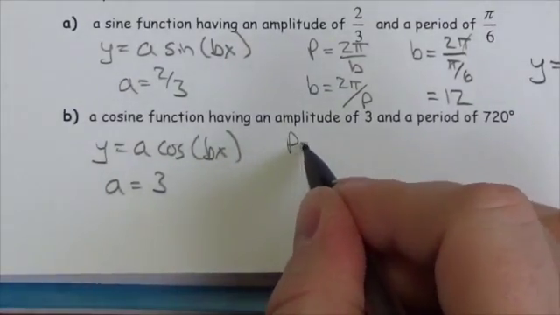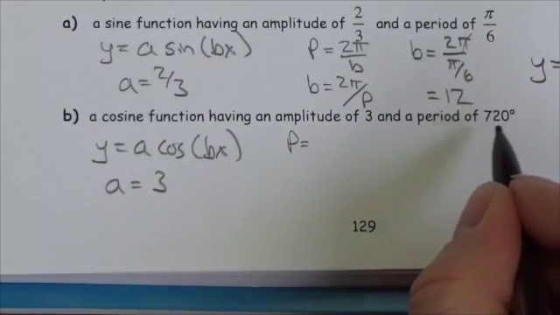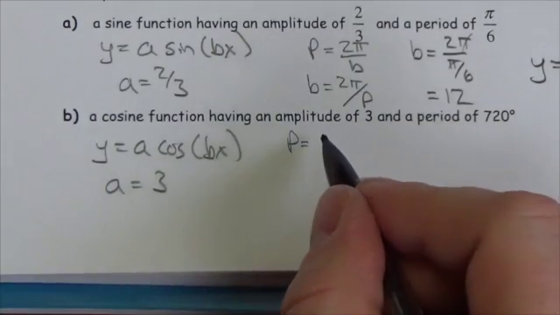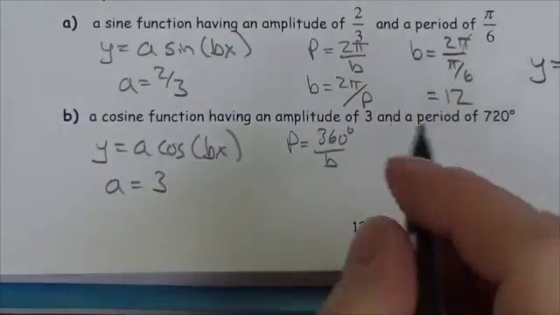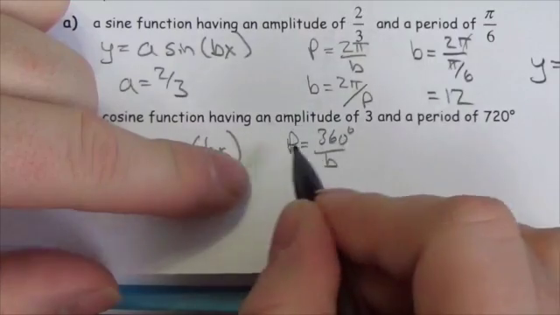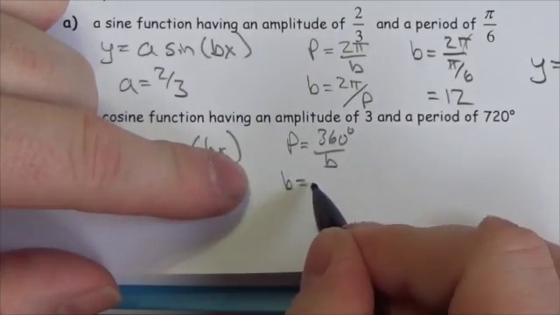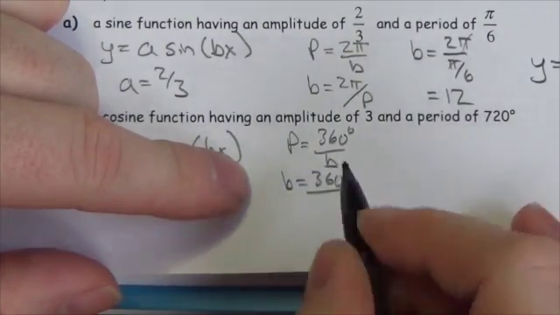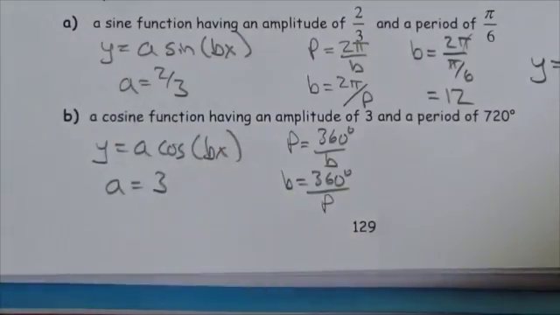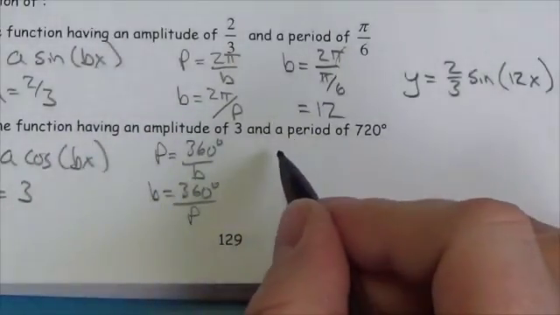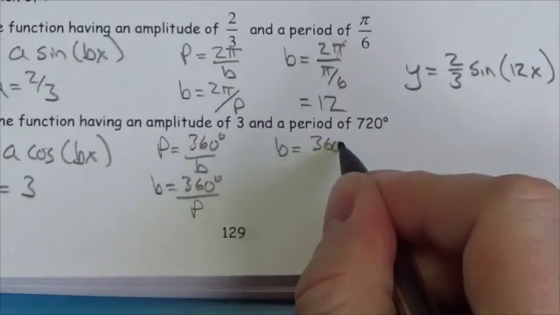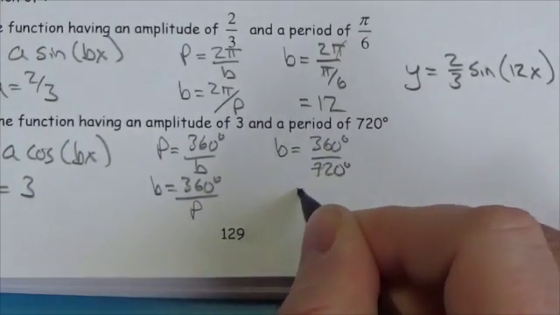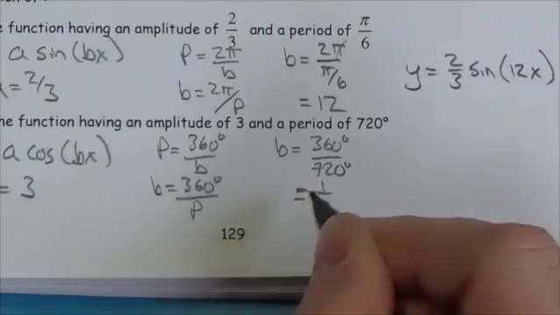Now, period, and notice we're in degrees because I'm giving you that the period was 720 degrees. This is going to be 360 over the b value. And just like we did in the previous question, I can multiply this little expression by b, divide by p. So b is equal to 360 over p, the period. B is going to equal 360 degrees over 720. And that means b is equal to a half.